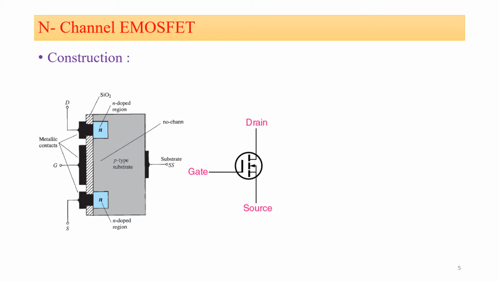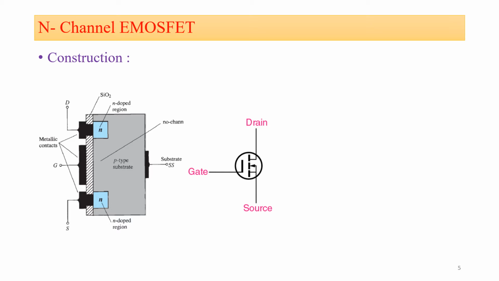Now let's see the construction diagram of your enhancement type of MOSFET. Now in construction, a slab of p-type semiconductor, that is silicon, is used as a substrate, and this substrate is sometimes connected with the source or it is brought out as the fourth terminal. The drain and source terminals are connected to the N-type heavily doped region through the metallic contacts. But the most important point is that there is no channel present between these two heavily doped N-type regions. And the insulating SiO2 layer is present, which isolates the gate terminal from the substrate.